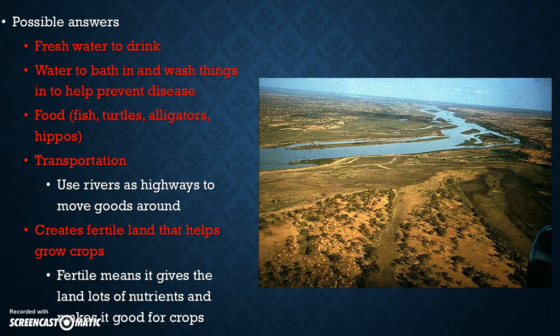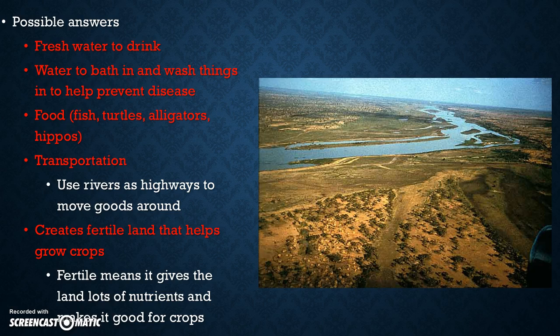Here are some possible answers for what you may have thought of, and if you didn't, that's okay. We'll go over them. So first one is fresh water to drink. Another one is water to bathe in and wash things in order to keep yourself clean and prevent the spread of disease. One of the most important ones is food. It's full of fish, turtles, alligators, hippos, all these things that people would eat.